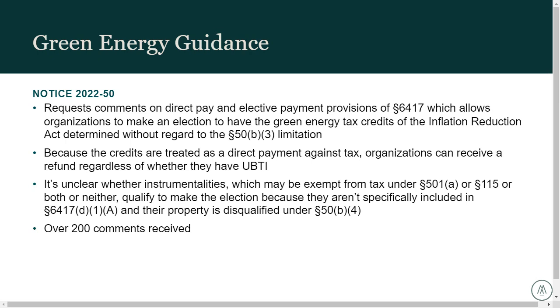Unfortunately, at this time, it's unclear whether instrumentalities are going to be qualified to make the election because they were not specifically included in the applicable entity definition of 6417(b)(1)(A). And currently, Section 50(b)(4), similar to the provision for exempt organizations, does not allow for the calculation of credits on property used by governmental entities. No guidance has been issued yet as a result of the 20-plus comments received, but is expected in the next couple of weeks. They were promising early summer, which hopefully is soon.